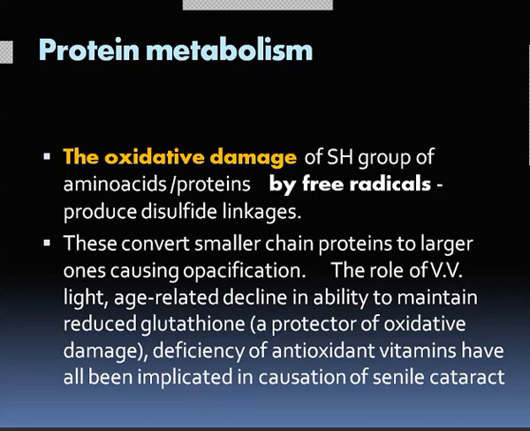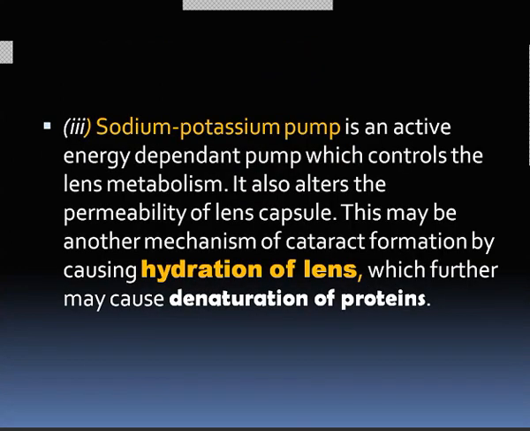Okay, so deficiency of the antioxidant vitamins, like vitamin C and vitamin E, is implicated in the formation of the senile cataract. So one should prescribe vitamin C and E to the patients above 40 years of age, especially those who belong to the poor socioeconomic status.